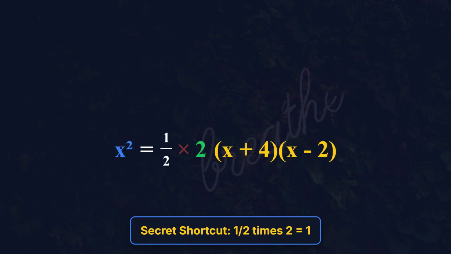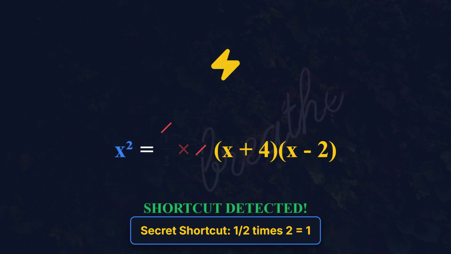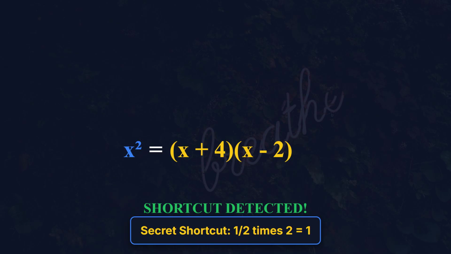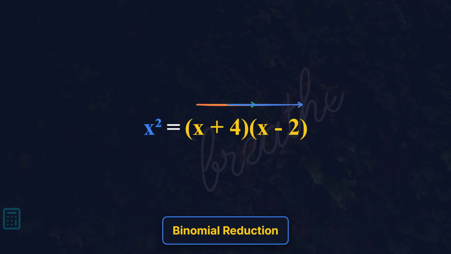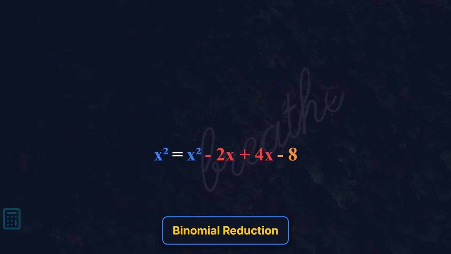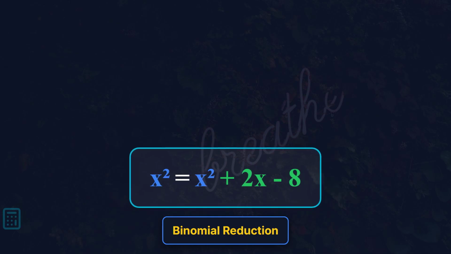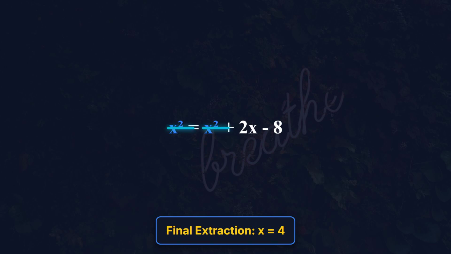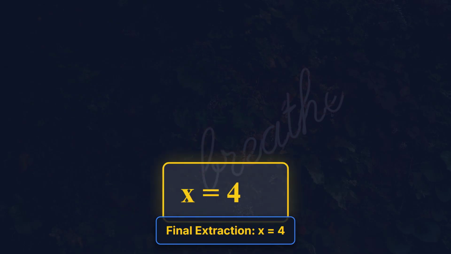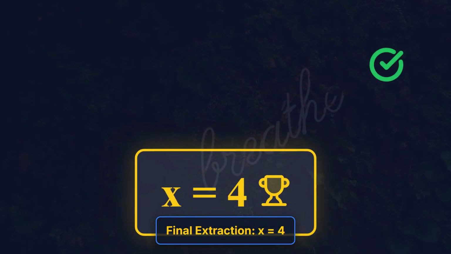Look at that shortcut. The fraction 1/2 on the outside and the multiplier 2 on the inside cancel each other out completely. Expanding the right side yields x squared equals x squared minus 2x plus 4x minus 8, which simplifies down to x squared equals x squared plus 2x minus 8. Subtract x squared from both sides to clear the squares, leaving 0 equals 2x minus 8. Move the 8 to get 8 equals 2x, divide by 2, and x equals 4.